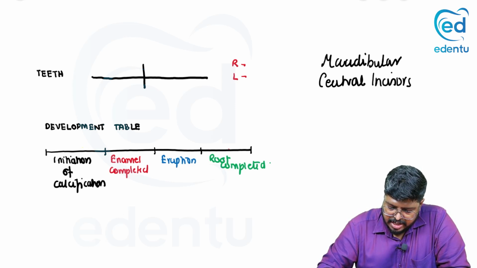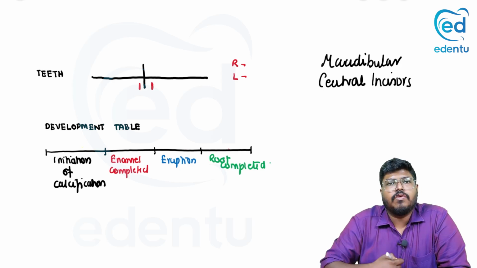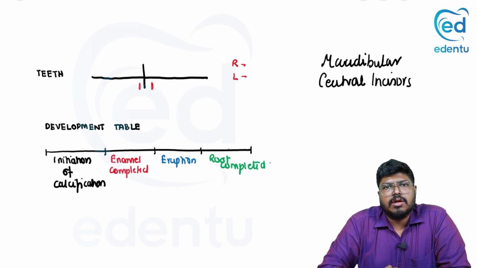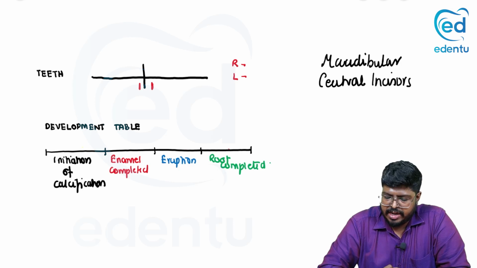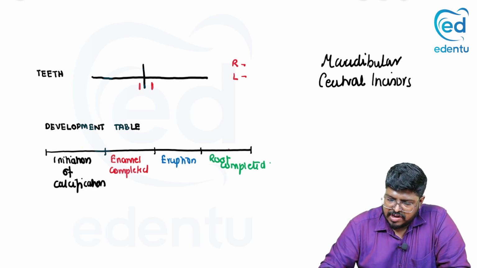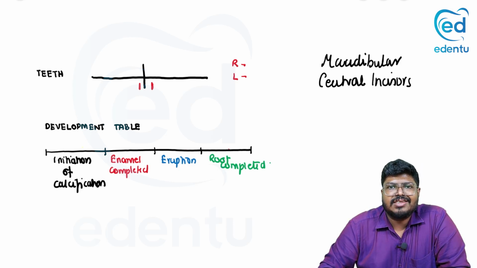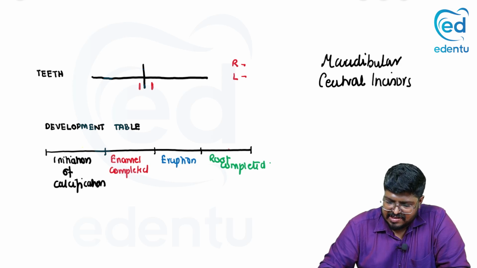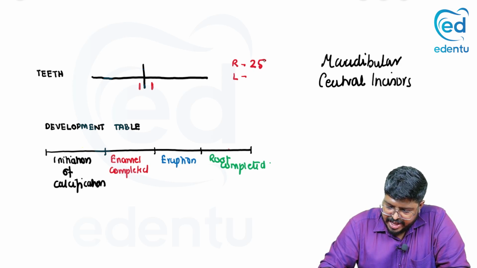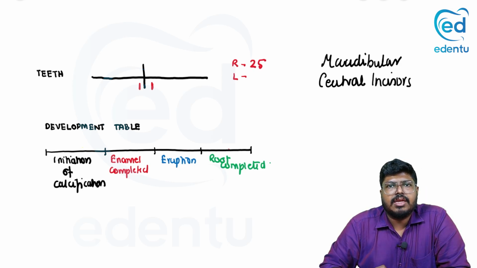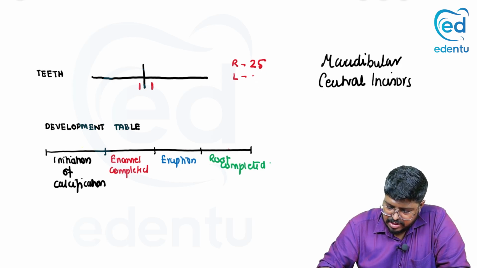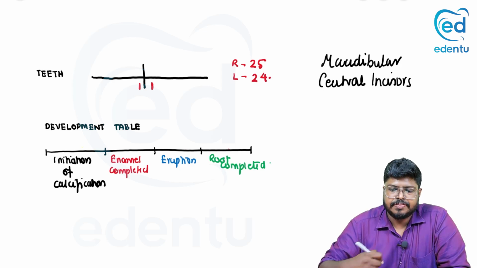Here we will be dealing with 3-1 and 4-1. The central incisor in the third quadrant, which is the mandibular quadrant, and the 4-1, which is also a part of the mandibular area. If you look at the universal number system, the right mandibular central incisor is number 25 and the left mandibular central incisor is number 24.